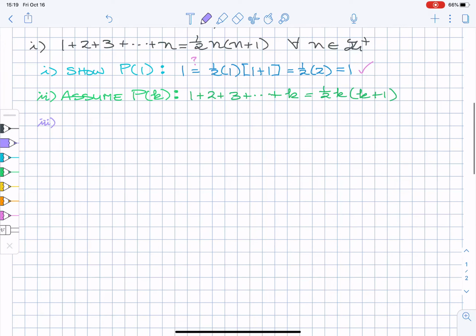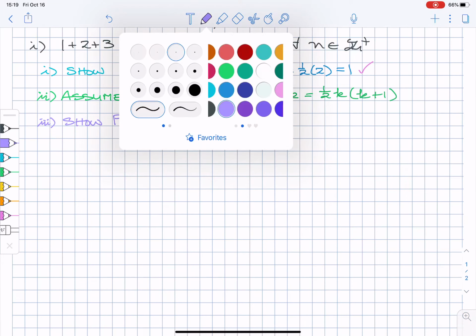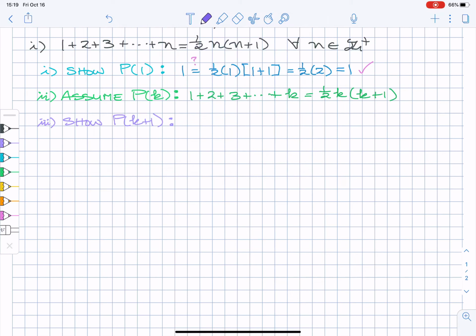Okay, so the induction step is as follows. So show p of k plus 1 based on our assumption. Okay, so 1 plus 2 plus 3 plus ... plus not only k, but the next step, k plus 1. So what is that equal to?